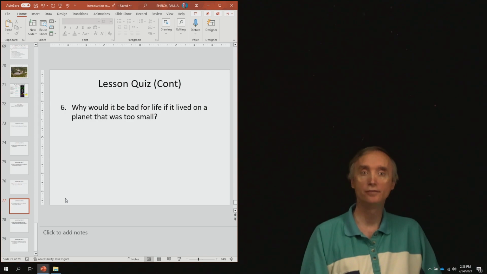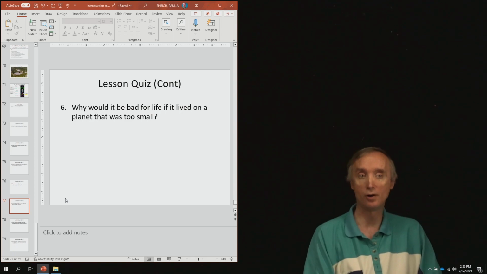Why would it be bad for life if it lived on a planet that was too small? Let's say the life is the right distance, it's the right star, but the problem is that the planet is the size of Mars. The smaller the planet, the faster it cools off. It loses its plate tectonics, so the amount of material coming out of the volcanoes decreases. So the atmosphere is going to be thinner. It's also not going to have much of an atmosphere because it doesn't have much gravity that goes with it.